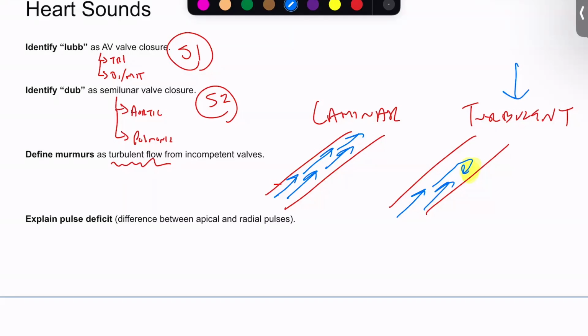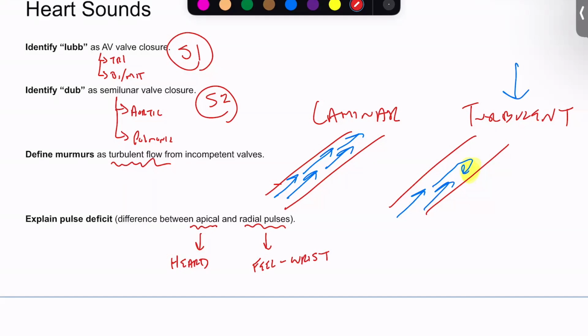And then lastly, explain what a pulse deficit is. So the difference between apical and radial pulses. So a pulse deficit is anytime you have a difference between the apical pulse, which is what you hear, versus the radial pulse, which is what you feel, right about at the wrist.